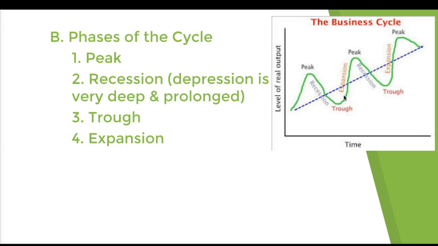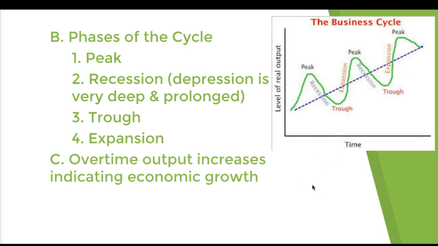Now, like I said, this is a roller coaster. So you have going through your peak, your recession, your trough, your expansion, and just going through the process. Okay, but over time, output also increases, which indicates economic growth. Notice this blue dotted line here. Over time, we are still going to be able to produce more stuff, generally speaking. This is the way it should work.